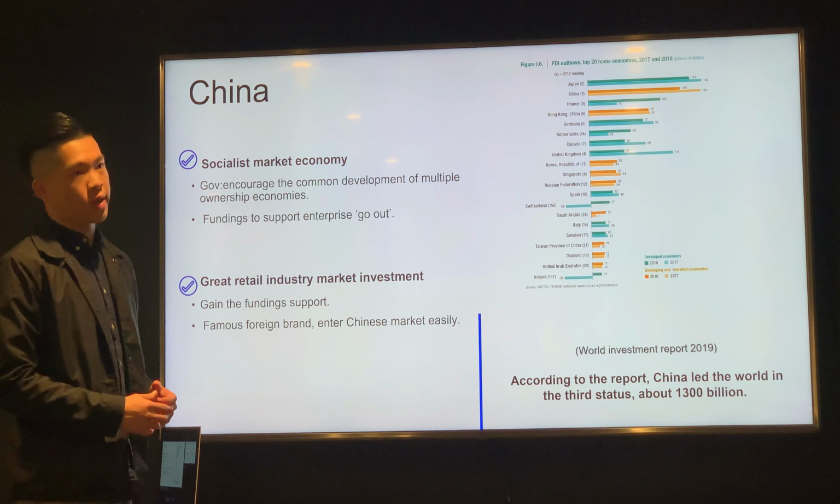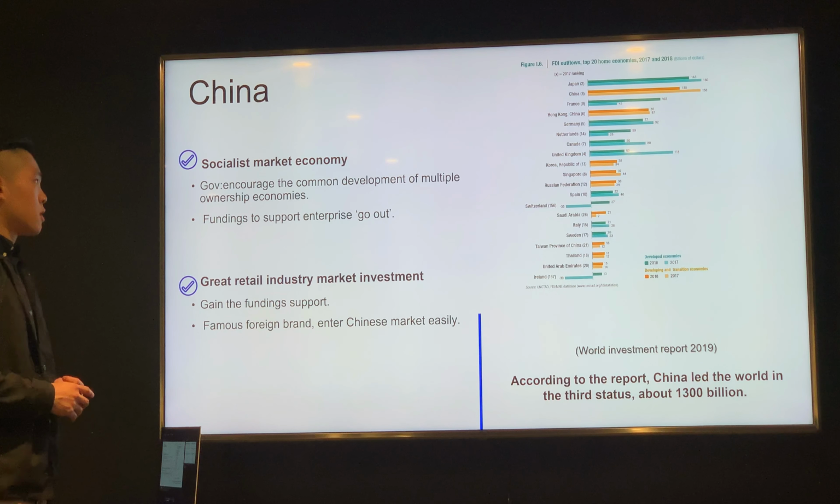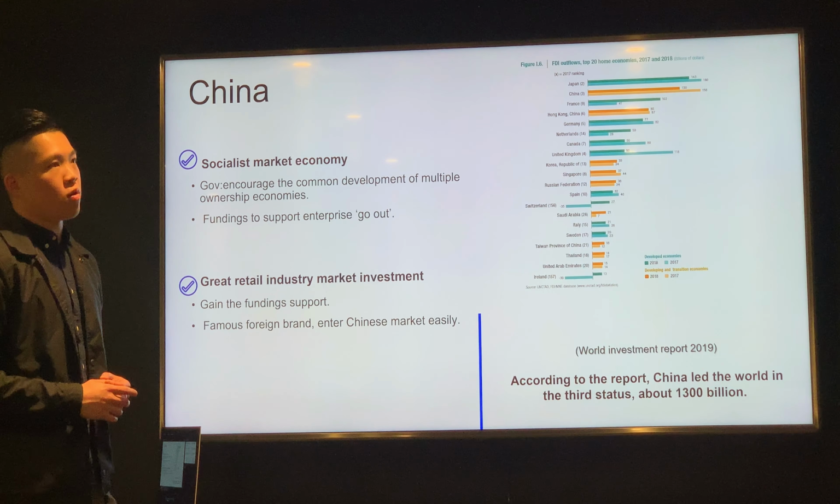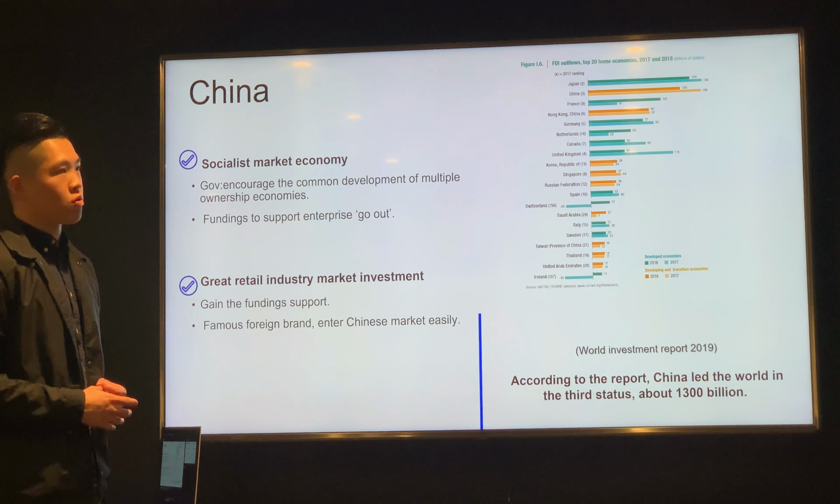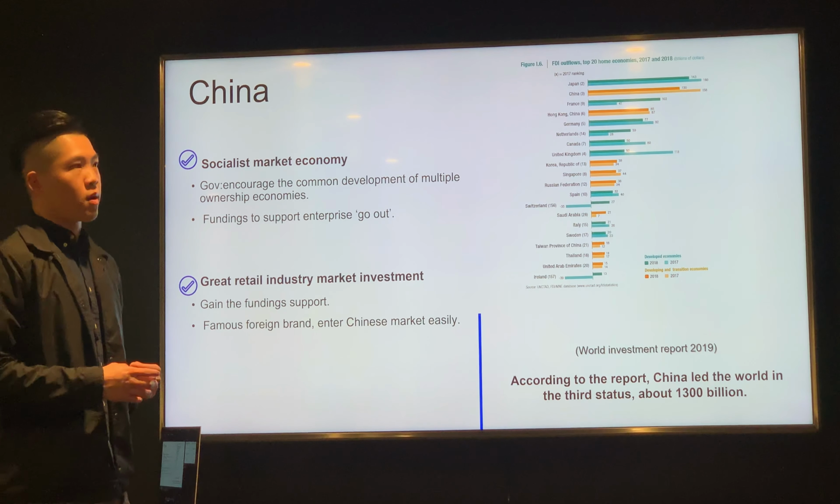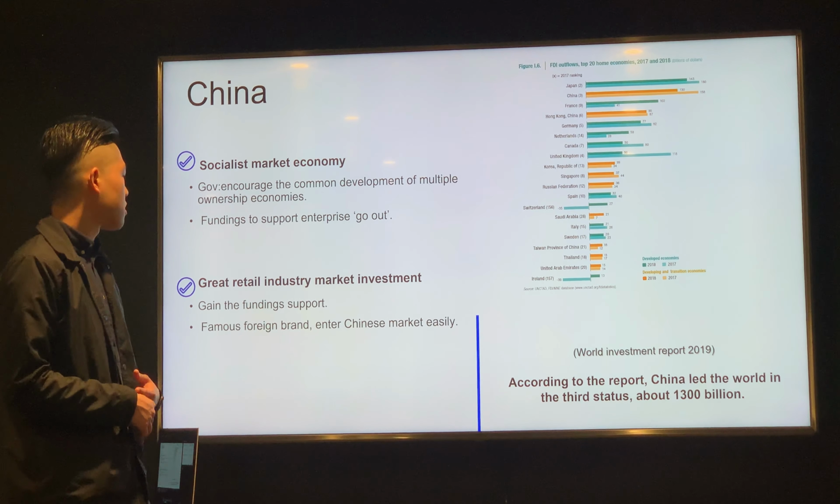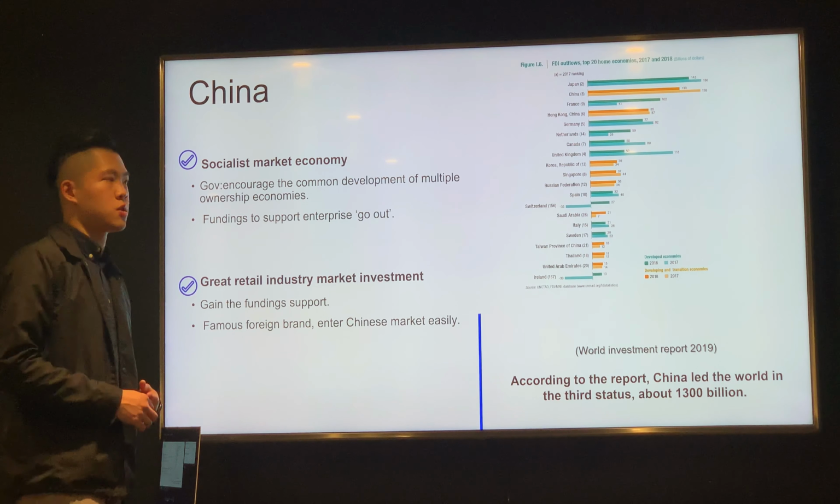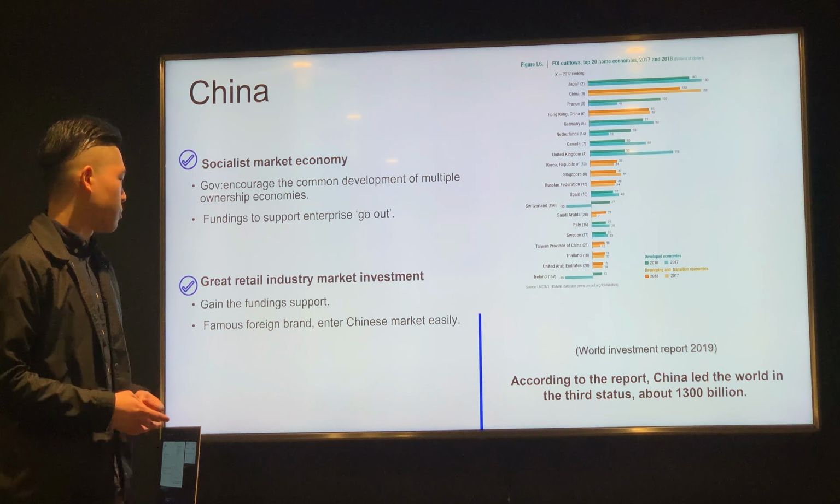Let's talk about China. China is a socialist market economy. The government encourages the common development of multi-ownership economies. They will use the funding to support enterprises to go out. And the next point is the key industries' market investments.